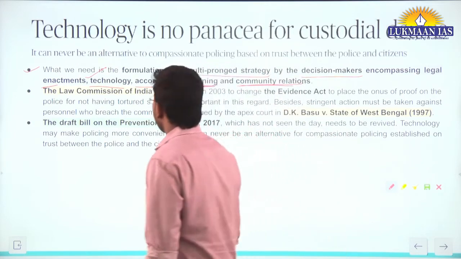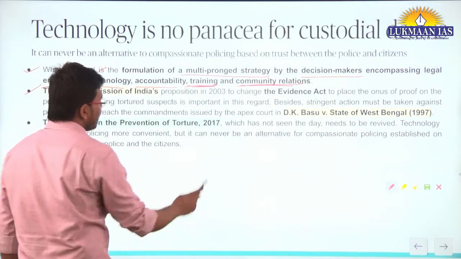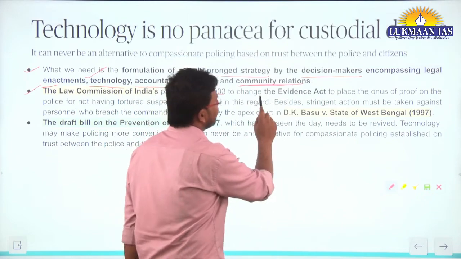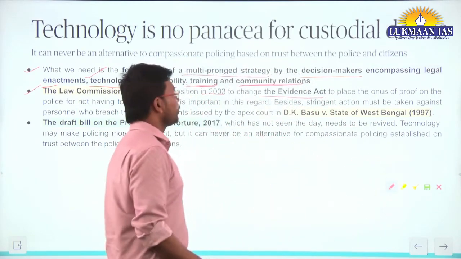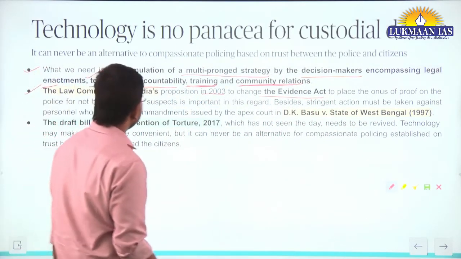And apart from this, the Law Commission of India proposed in 2003 to change the Evidence Act to place the onus of proof on the police for not having trusted suspects.